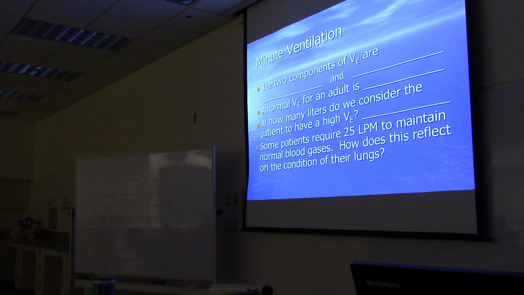Some patients require 25 liters per minute to maintain normal blood gases. How does this reflect on the condition of their lungs? What do you think you should write for that? Very high VQ mismatch, right?